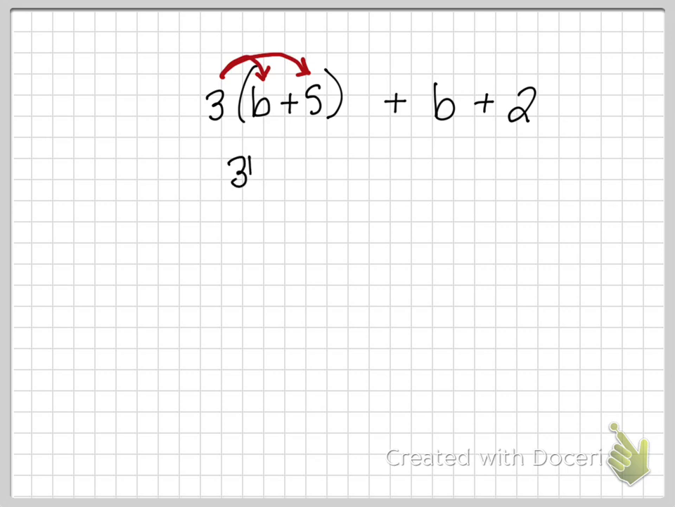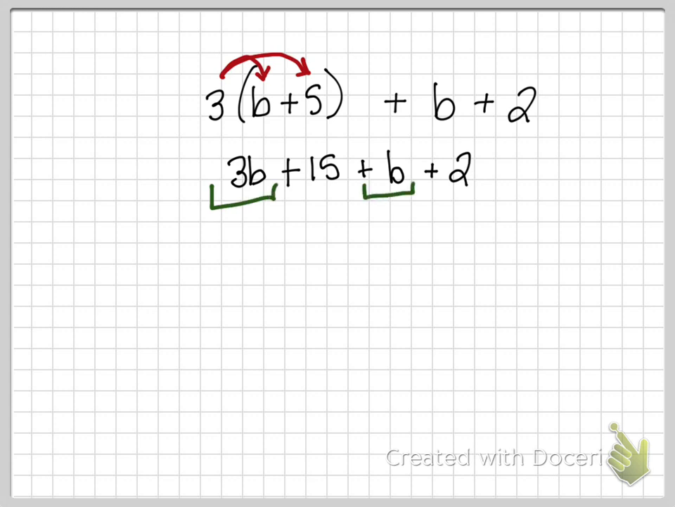3 times b is 3b plus 3 times 5 is 15. And then we're just going to bring everything else down. Plus b plus 2. Those aren't in parentheses, so they're no problem. We just bring them down and then combine like terms. Give me one set of like terms. Colin? 3b and b. Good.